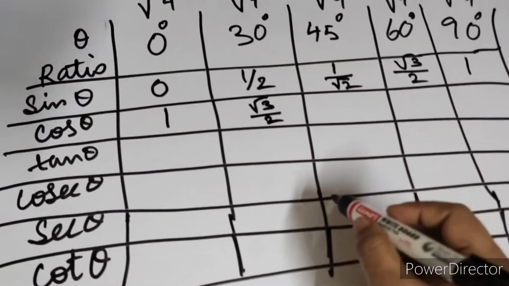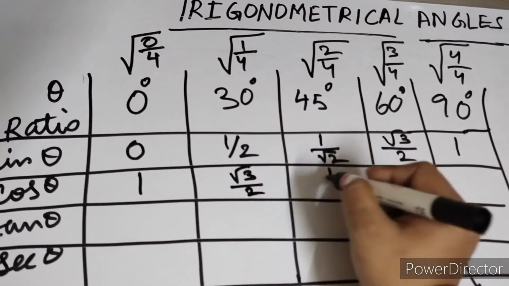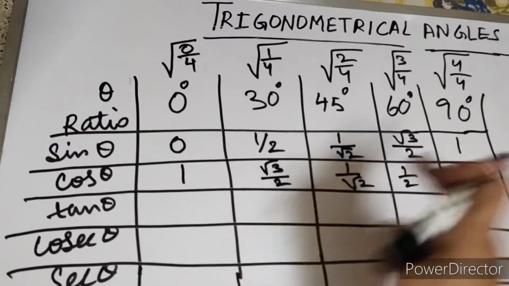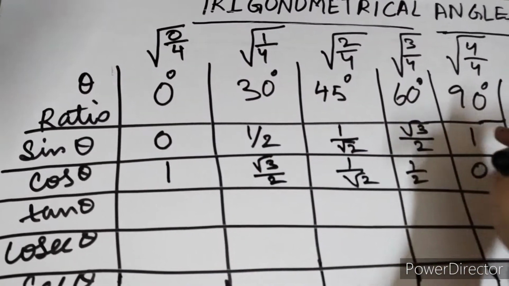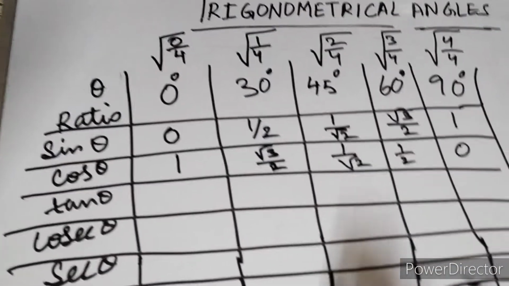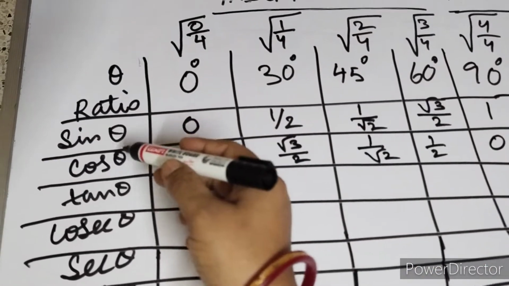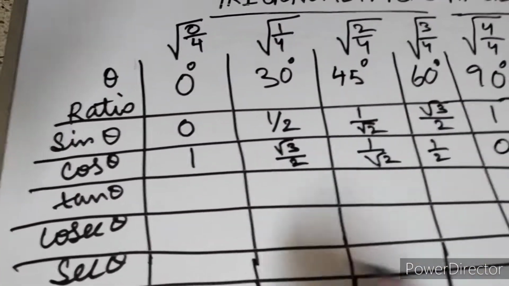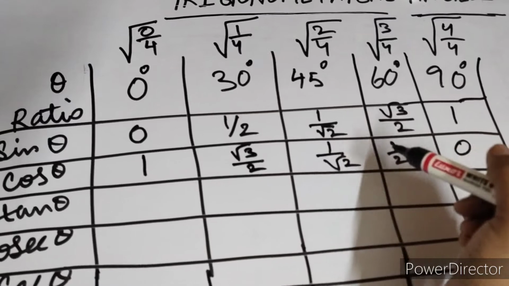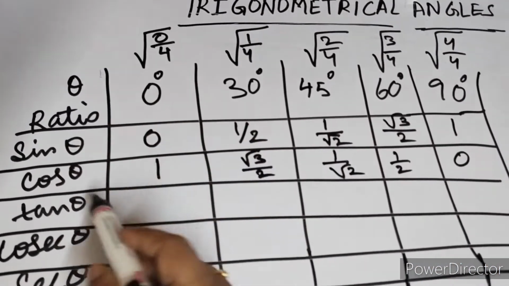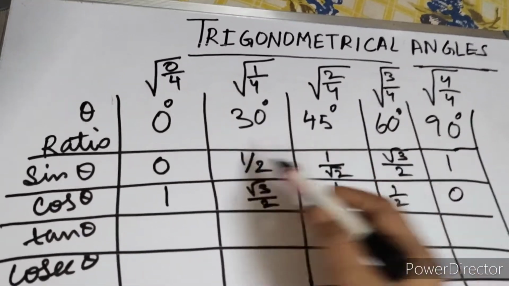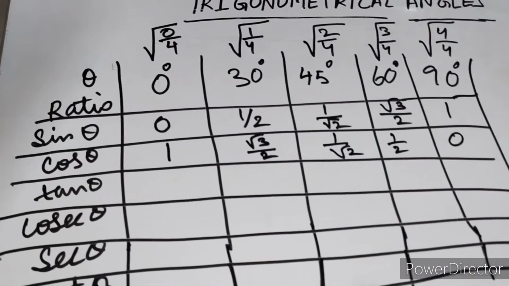This one will be root 3 by 2, then 1 by root 2, then 1 by 2 and then lastly 0. See, whatever we wrote for sine, we just wrote in reverse way for cos theta. Just note this one: sine theta and cos theta are the same for angle 45 degree. That means sine 45 and cos 45 are the same. Both are 1 by root 2. Sine 0 is 0 and cos 90 is 0. Sine 90 is 1, cos 0 is 1.